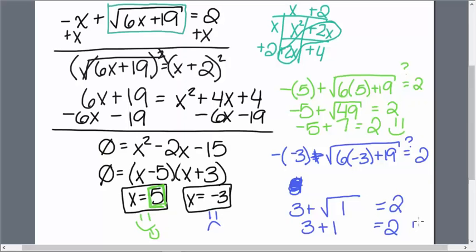Sad face. And therefore I am going to x out the solution. The only solution to this equation is x equals 5. The extraneous solution, the solution that lied to us, was negative 3.